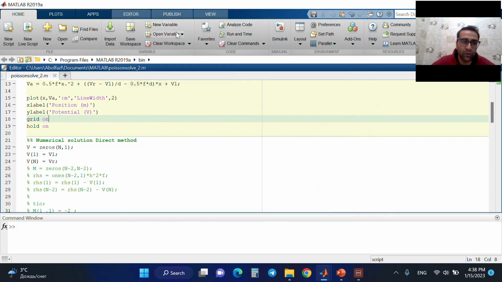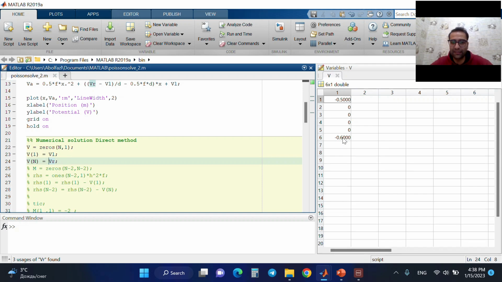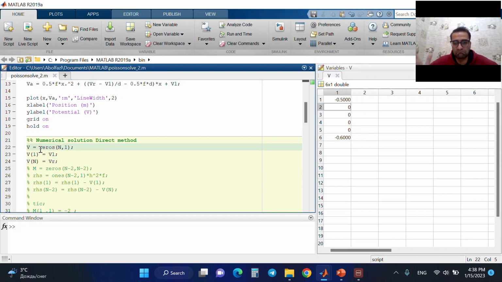Let's check, and by opening the variable here we want to check V. You see that we assigned minus half, that is V left, to the first row, and we assigned V right to the last row, right? First row and last row, and all the rest is 0 because we defined 0 here. Just some definitions.